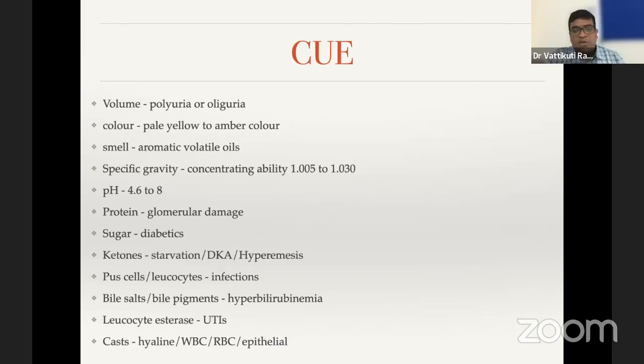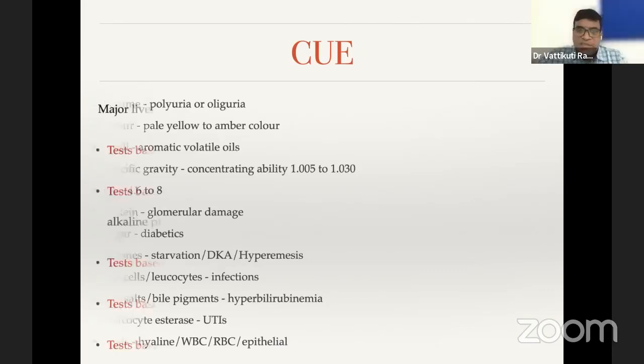And you also look at pus cells or leukocytes, which is indicative of infection. Some CUE laboratories will give leukocyte esterase, which will tell you that there is a urinary tract infection. And you also look at bile salts and bile pigments, since any patient with hyperbilirubinemia can have bile salts and bile pigments excreted in the urine. And also there are casts in the form of hyaline, white blood cell, or red blood cell casts. In different situations, you will see different casts.